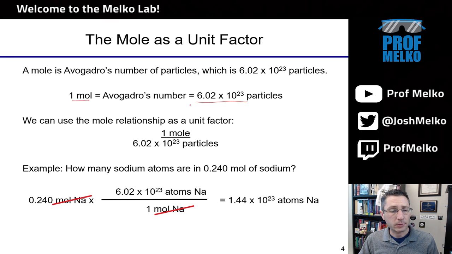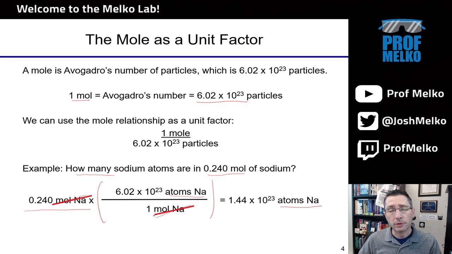I have an example here at the bottom of the screen. You might be asked how many sodium atoms are in 0.24 moles of sodium. This is a useful amount of sodium to do some chemistry with. How many atoms does that correspond to? We're wondering what atoms of sodium is, so that goes on the right. The given information goes on the left. And in the middle, we're using our unit factor. Because we're starting with moles of sodium, moles of sodium goes on the bottom. Because we want atoms of sodium, atoms of sodium goes on the top.